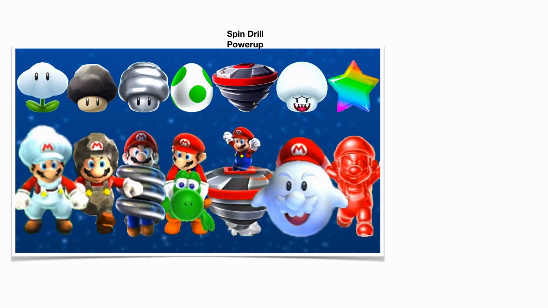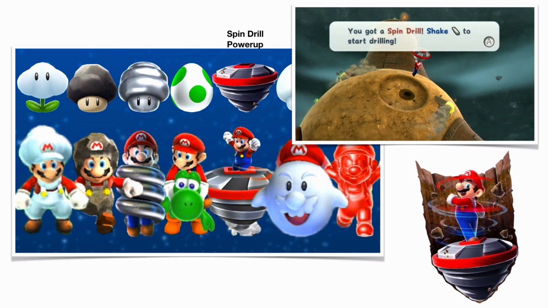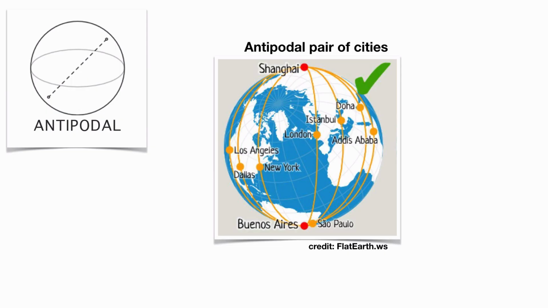There are various power-ups throughout the games, and one of them is called the spin drill. You must be standing on dirt for it to work, and when you activate your spin drill, you initially drill down until you pop out the other side. In planet Earth terms, this is antipodal.